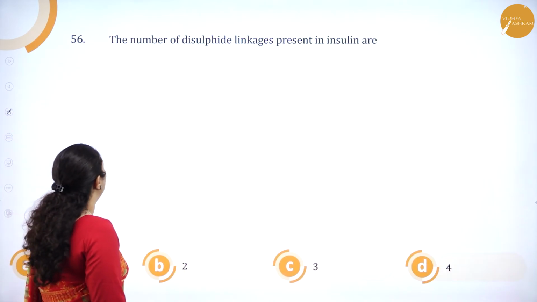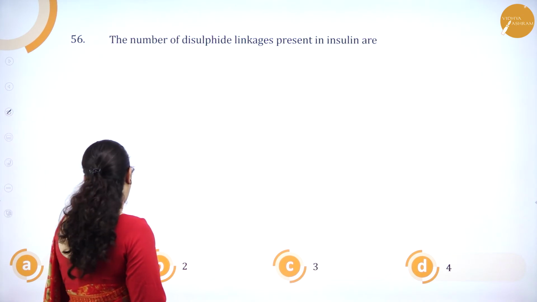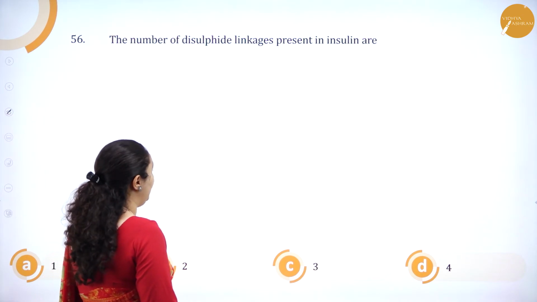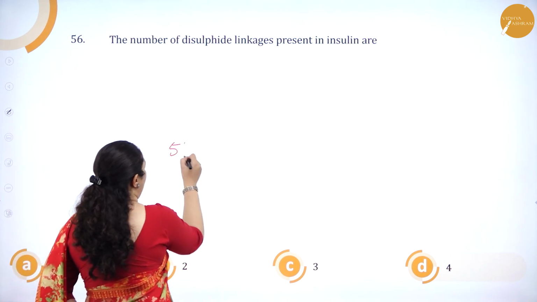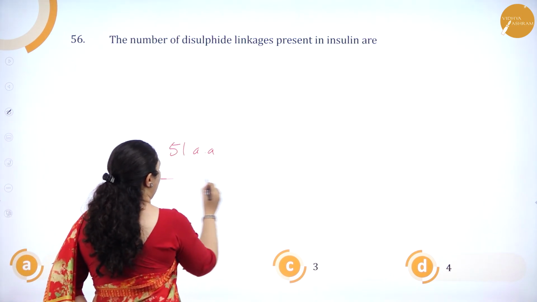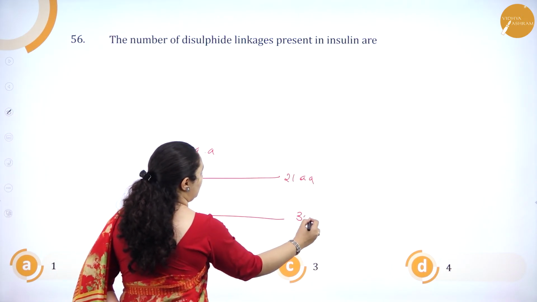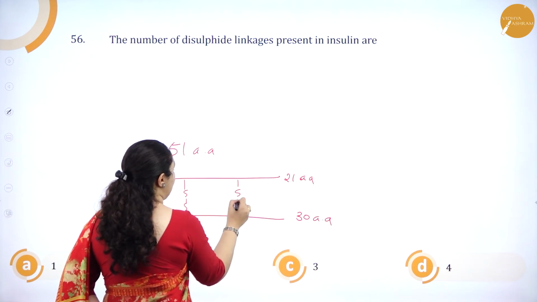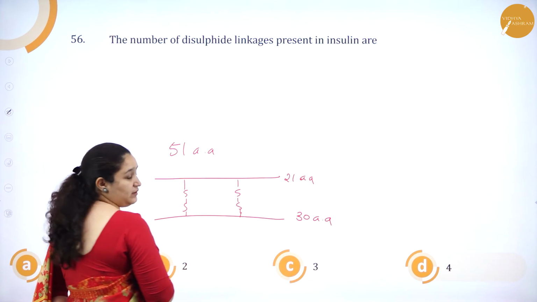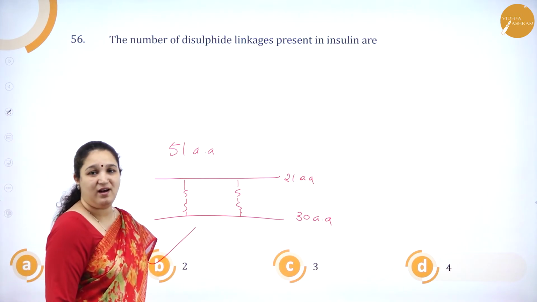Next question. The number of disulfide linkages present in insulin are 1, 2, 3 and 4. Insulin has 51 amino acids. One chain has 21 amino acids, the other chain has 30 amino acids, and between these there are 2 disulfide linkages. So option B is the correct answer.